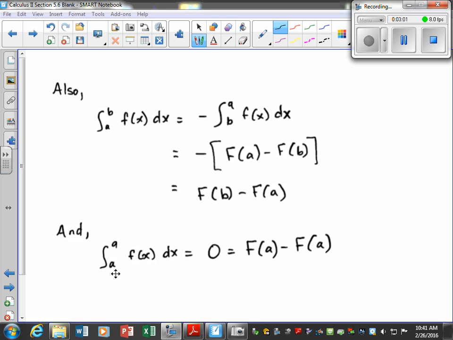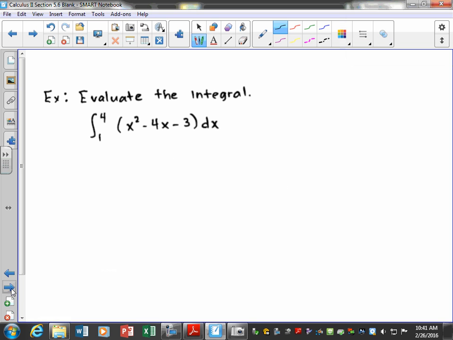We also talked about this property previously. Of course, if this is from a to a, then you would just have capital F of a minus capital F of a, and that's just going to be equal to 0. So those two should be a little bit familiar to you. We're going to start off with this first problem and evaluate the integral here. I want you to take the antiderivative of this and then evaluate it using your upper and lower limits. Pause the video and see if you can do that, and then check your answer.